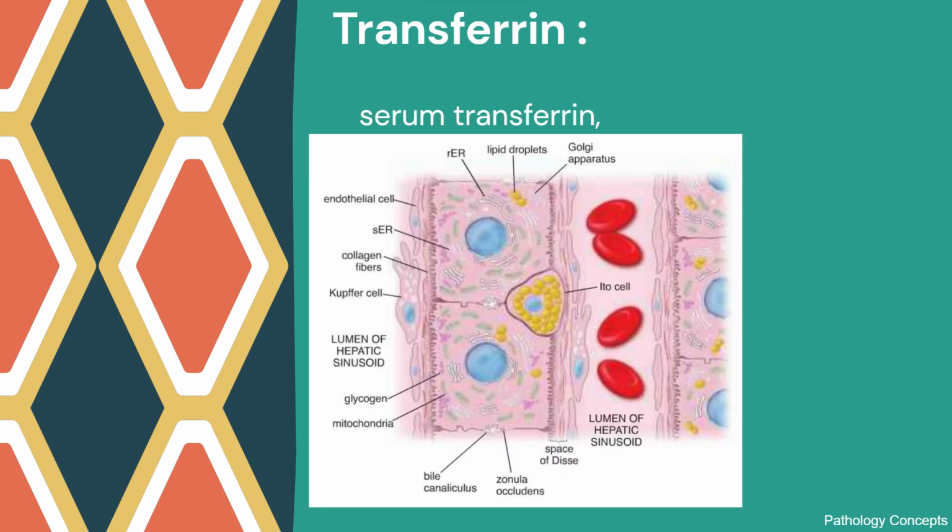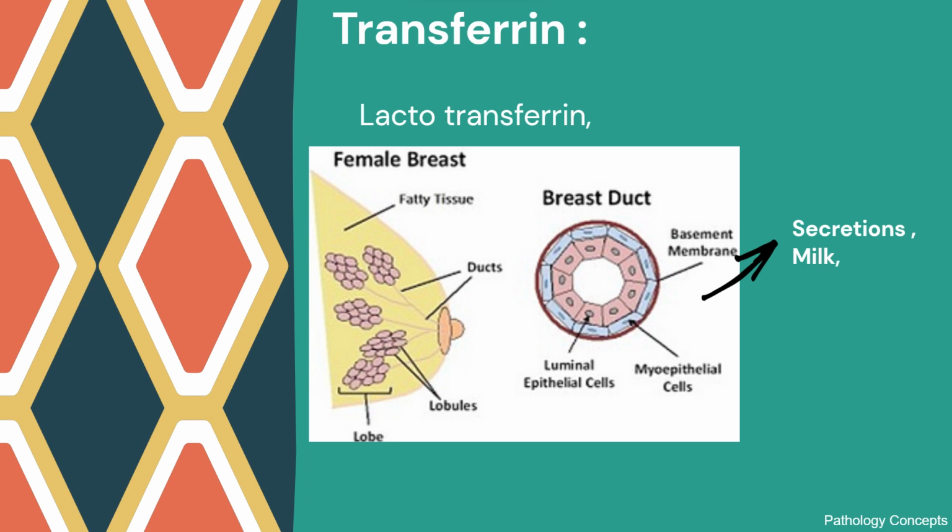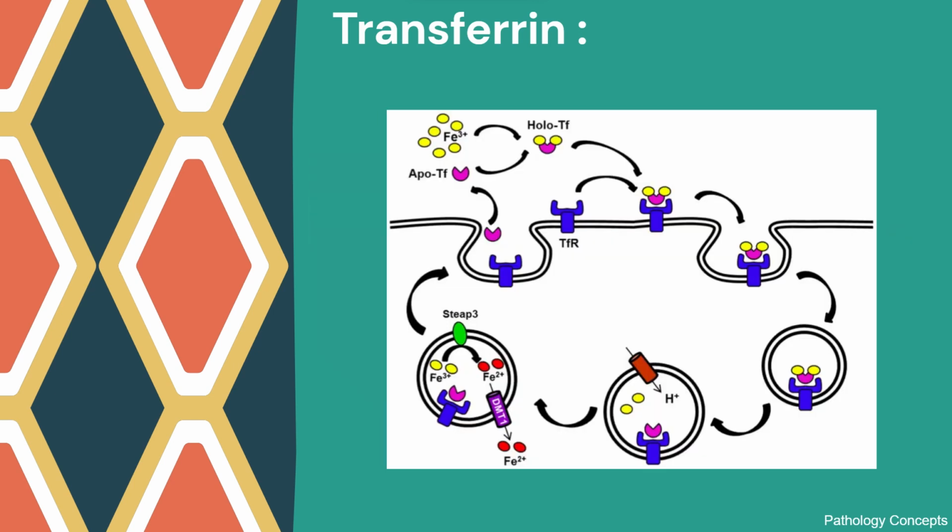Hepatocytes produce serum transferrin found in serum, CSF, and semen. Mucosal epithelial cells produce lactotransferrin seen in bodily secretions such as milk. Lactotransferrin has antioxidant, antimicrobial and anti-inflammatory properties. All plasma iron is bound to transferrin.